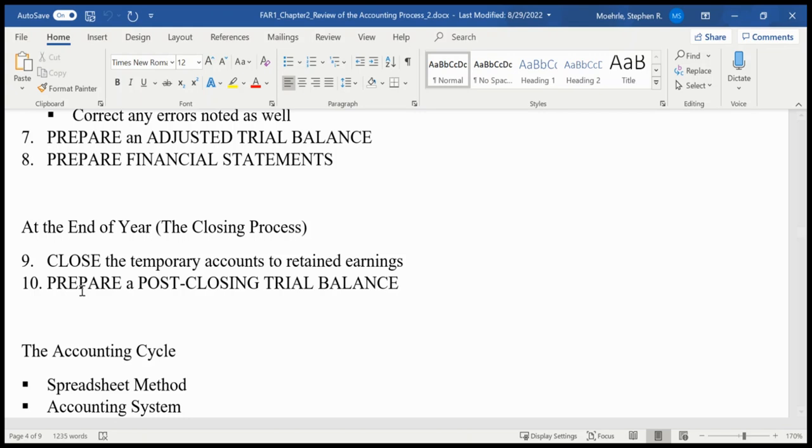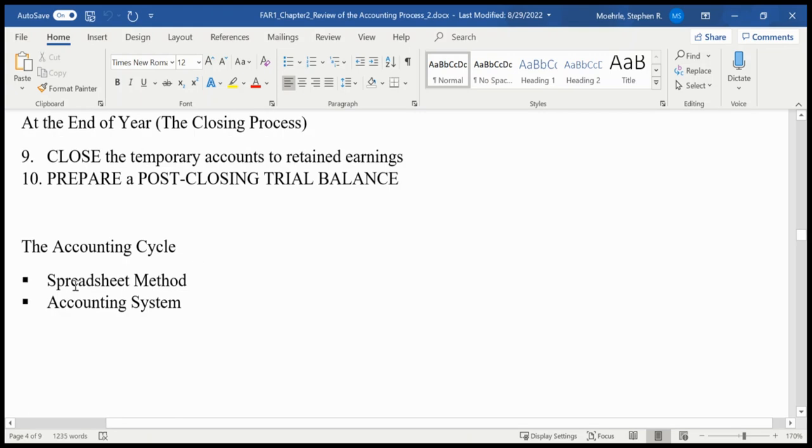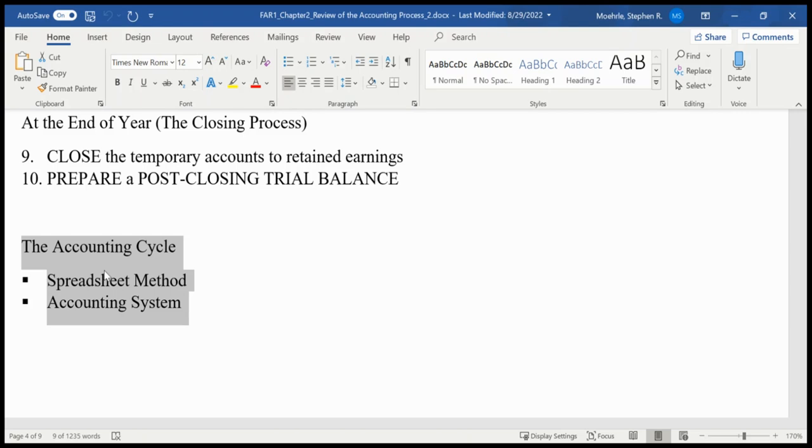As we learn the accounting cycle, we're going to do two things together. We're going to use the spreadsheet method on a very simple case, but then we're also going to develop an accounting system, a debit-credit-based accounting system. And you'll see how both are accomplishing the same end goal.